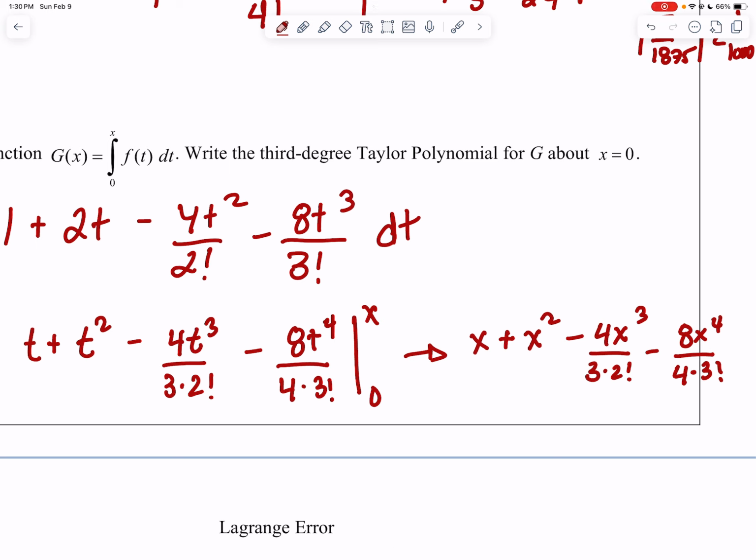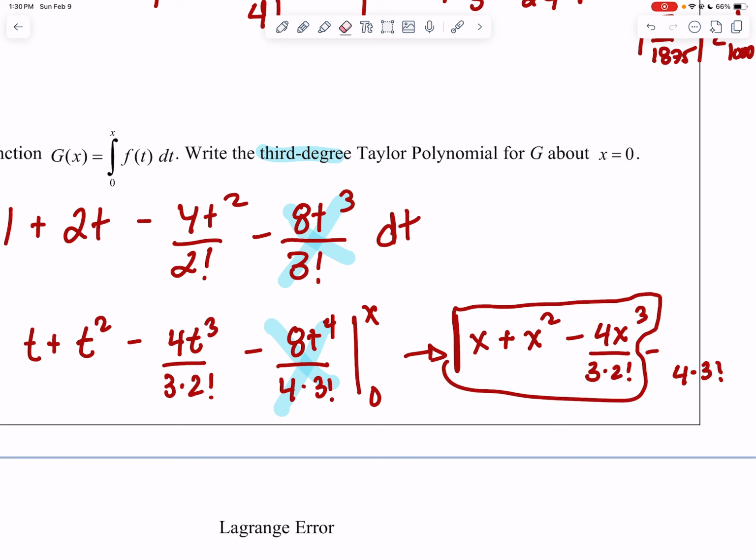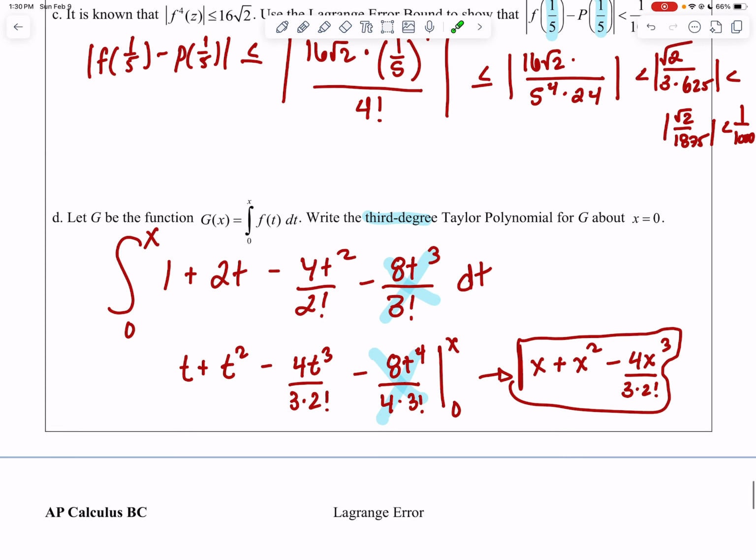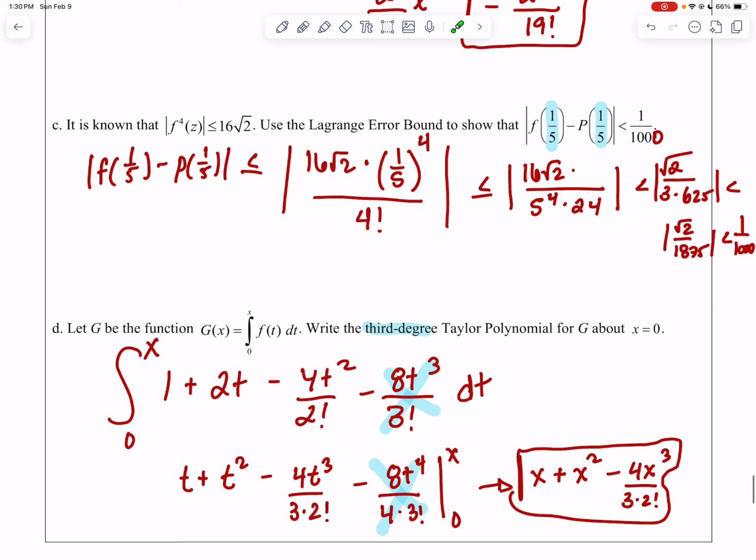Well, plot twist. Since it's only asking us for the third degree Taylor polynomial, this will be wrong because I'm using x to the fourth right here. So technically, we didn't need this. So it's only this part right here that we actually want in terms of my third degree Taylor polynomial. Now, do you want to simplify this? Sure, if you want to. If you don't want to, that's fine. But that's our answer there.